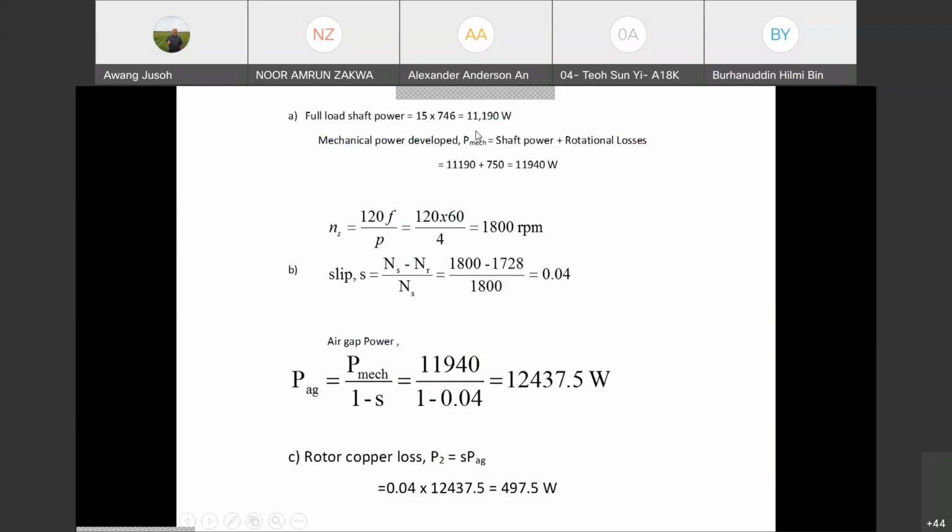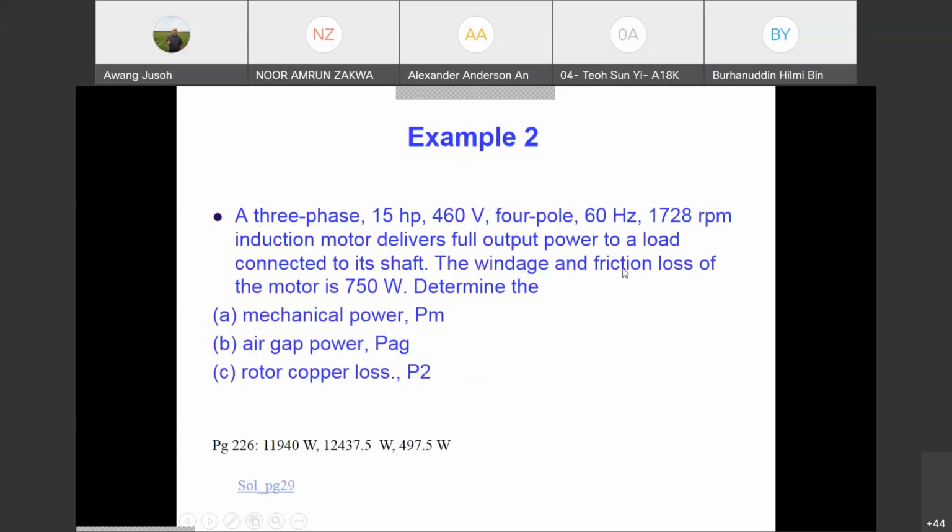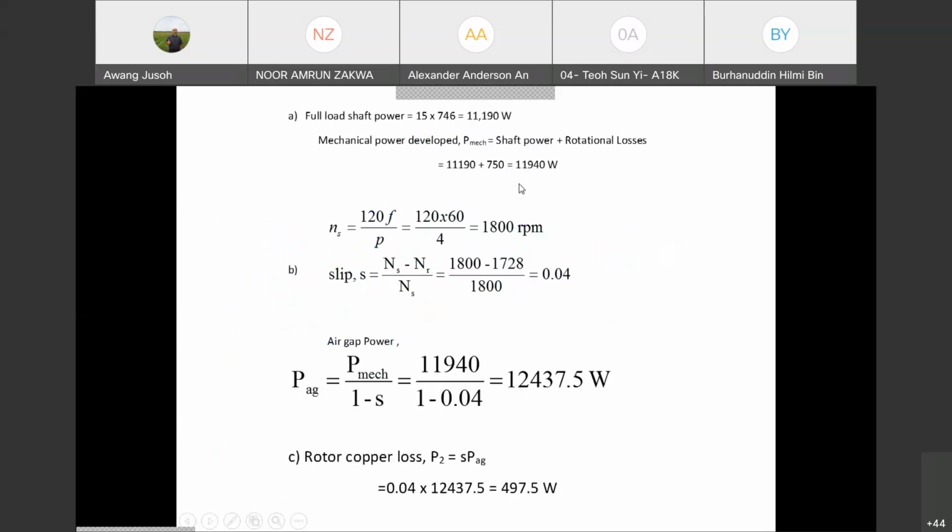So 11,190 plus 750 just now, this is the losses in the mechanical. So you get the P mechanical there. P mechanical must be bigger than P shaft. If you find something different, that is wrong. P mechanical is a gross power. So gross power means net power plus rotational loss. So 11,940 is PM, or the gross mechanical power.